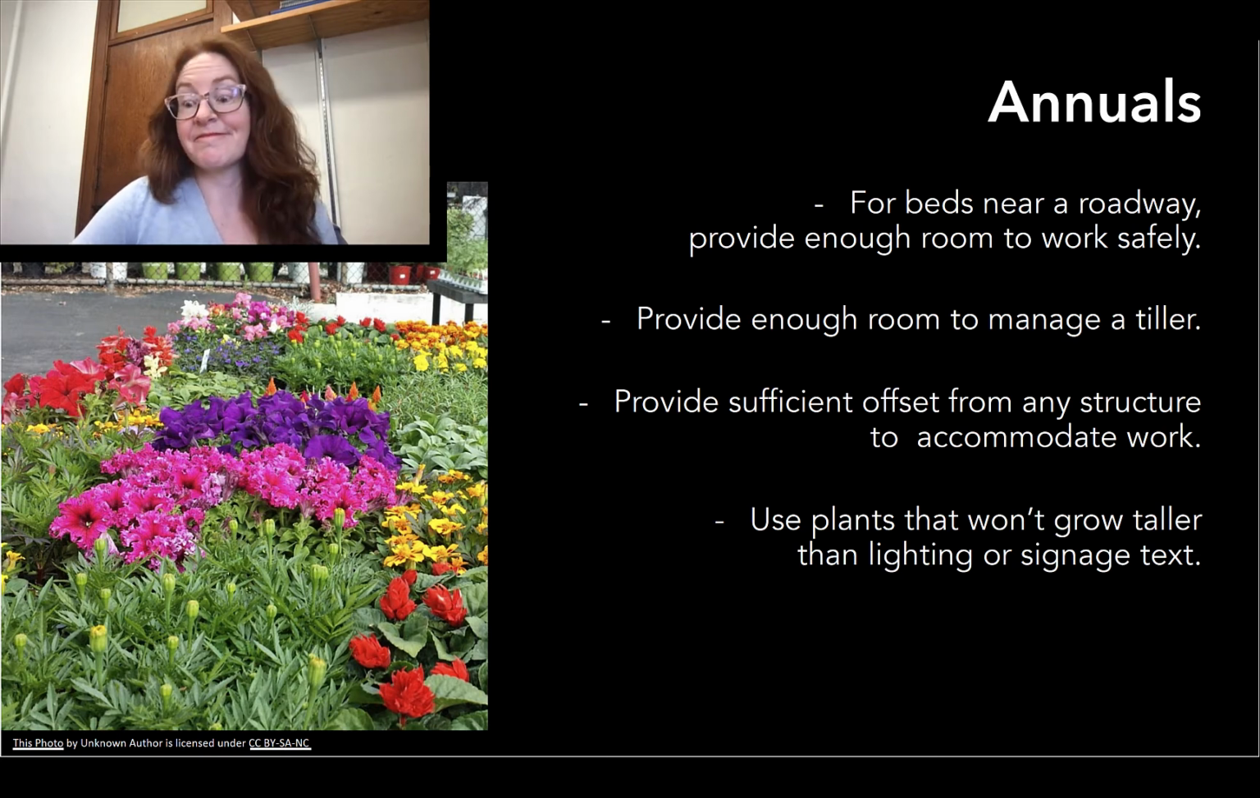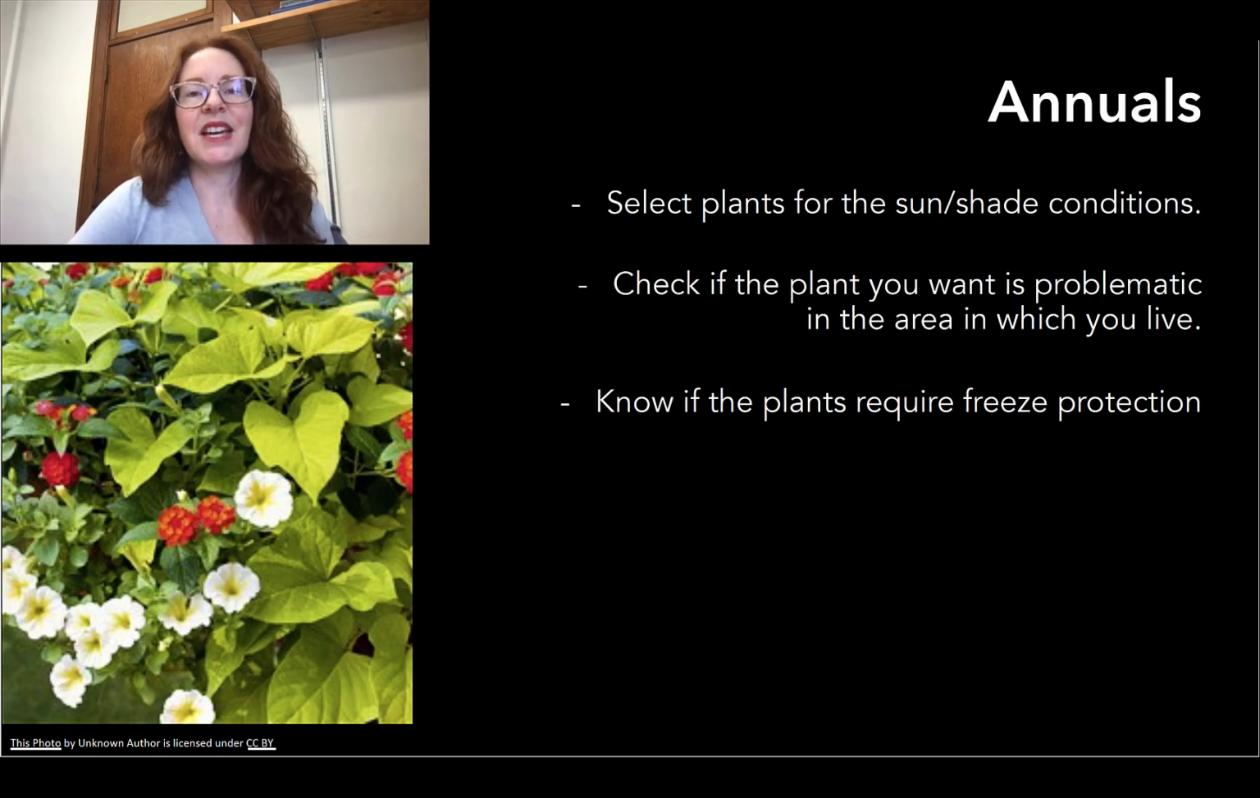But well, another important thing with annuals is that we have to match the annuals to the actual sun-shade conditions where they're being planted. You don't plant shade plants in sun areas and vice versa. We also need to keep on top of whether an annual is problematic in the area that we're working. Some plants just don't do as well, even though they're sold. So it's always a good idea to talk to nursery staff or maintenance people and double check that what you're specifying performs well. And then lastly, we always need to know if they will require freeze protection or not.